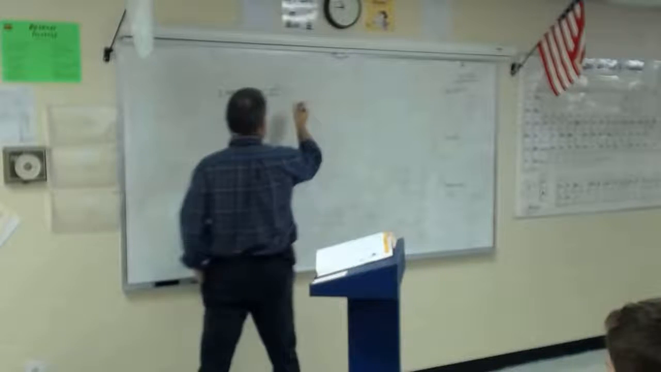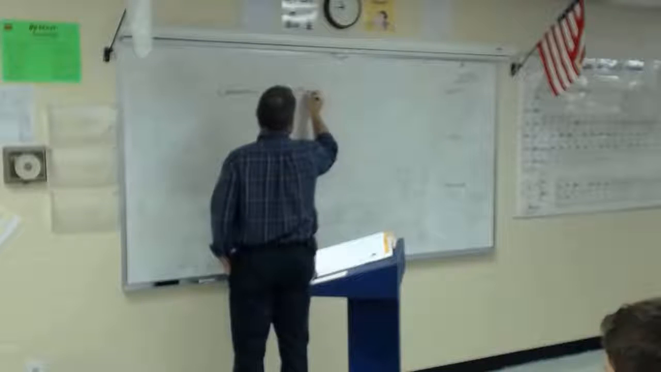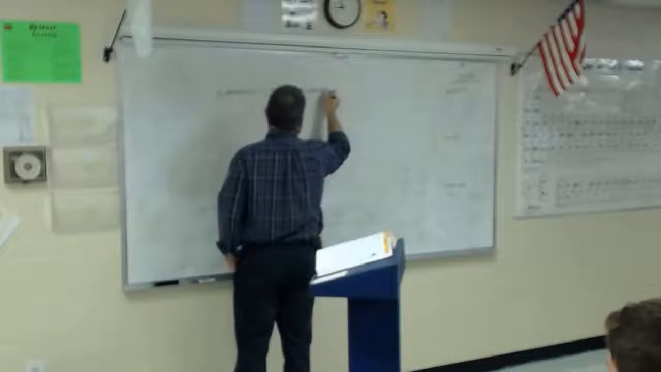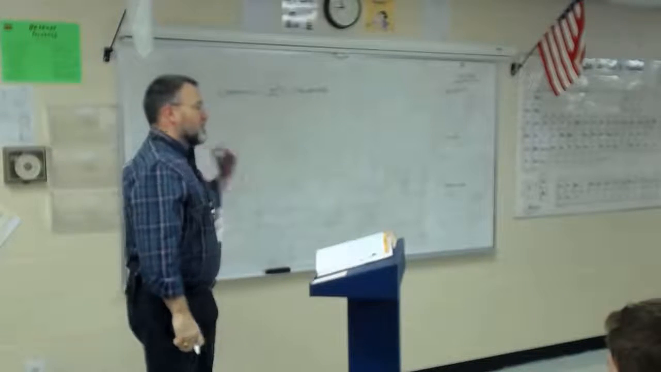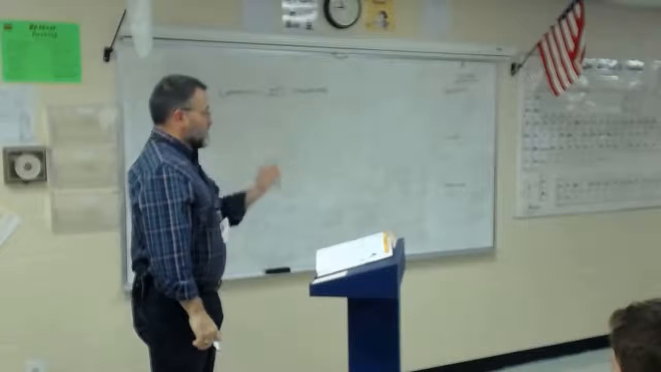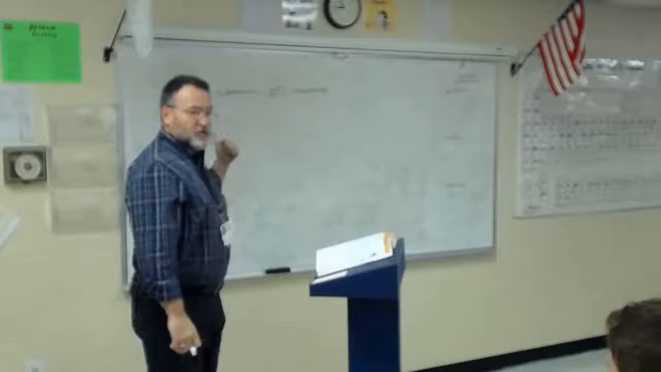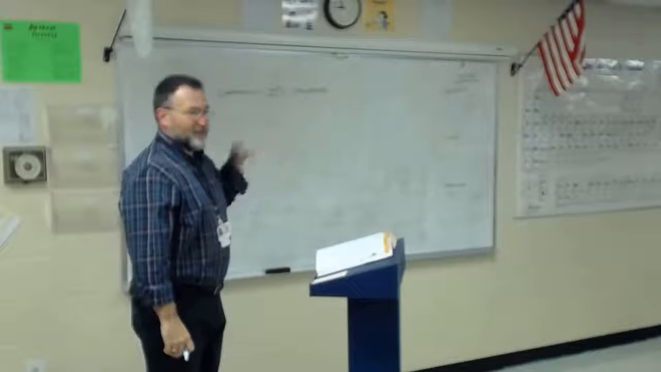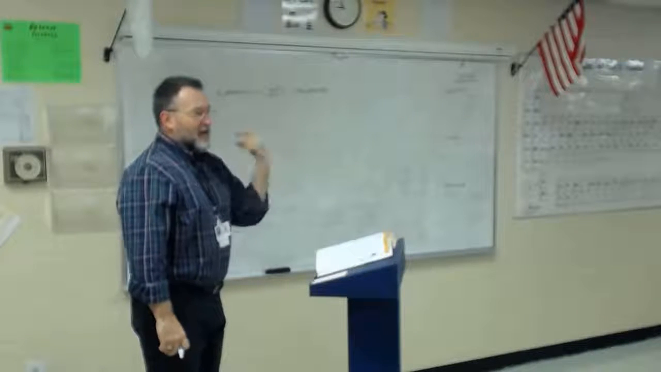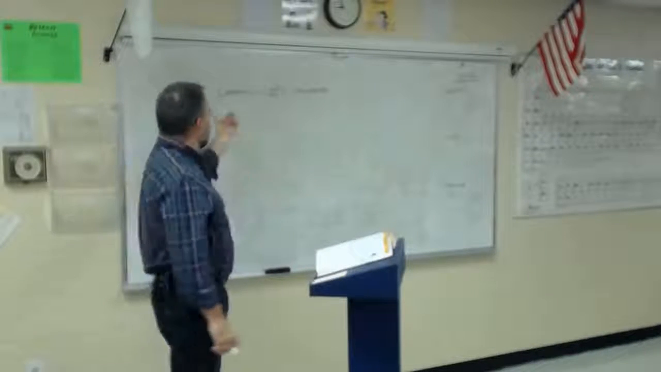Go ahead and finish writing it. Chromium 3 chloride. You think about that for a minute. What does the 3 mean? The 3 represents the charge, the amount of charge. It's a metal, right? So the charge is going to be a positive charge because metals want to get rid of electrons. You just don't know how positively charged it's going to be. In this case, it's saying chromium 3.